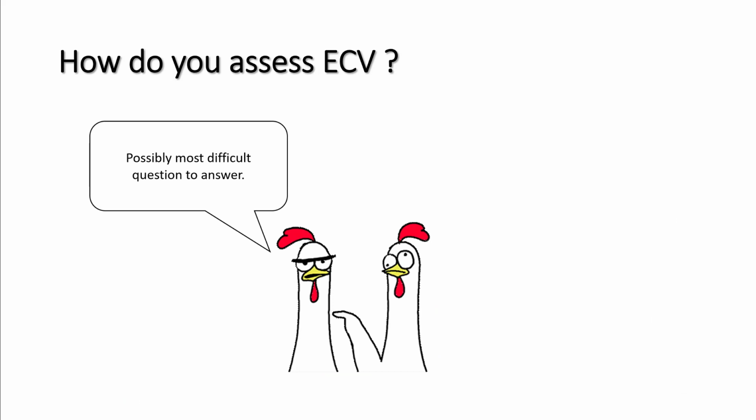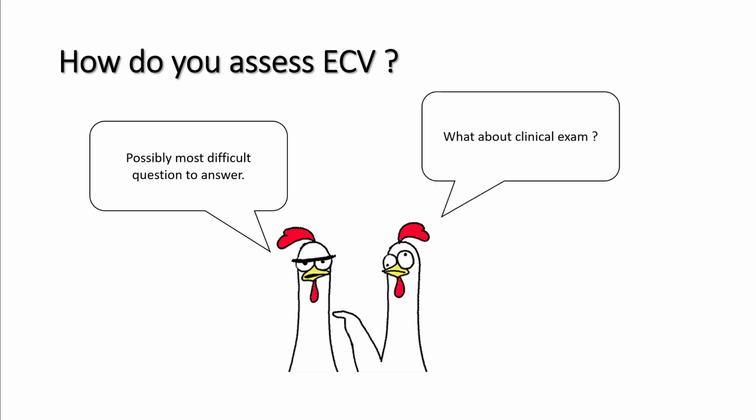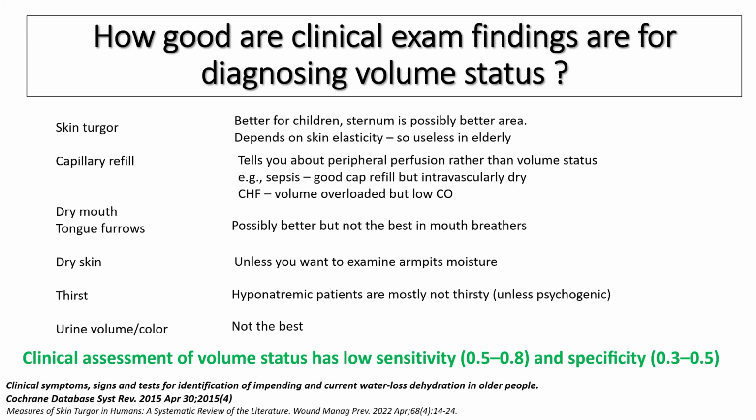How do you assess effective circulating volume? This is possibly one of the most difficult questions to answer in clinical medicine. You can certainly do some physical exam. However, the clinical assessment of volume status has a very low sensitivity, about 0.5 to 0.8. I would encourage you to read this meta-analysis in the Cochrane Database of Systematic Reviews in 2015. Clinical assessment of volume status has a very low sensitivity and specificity, so its usefulness is limited.